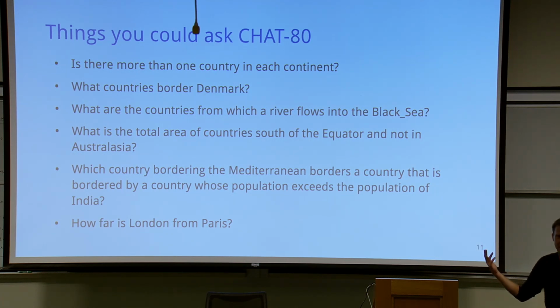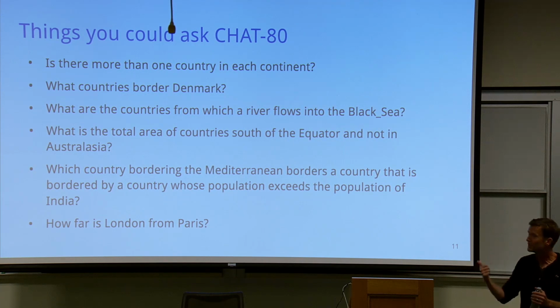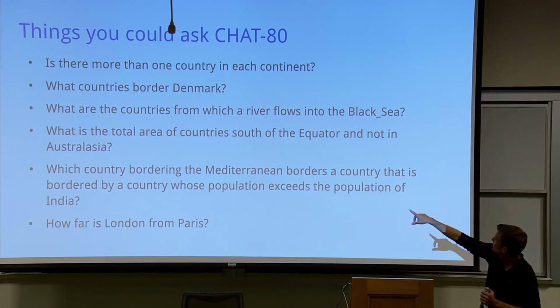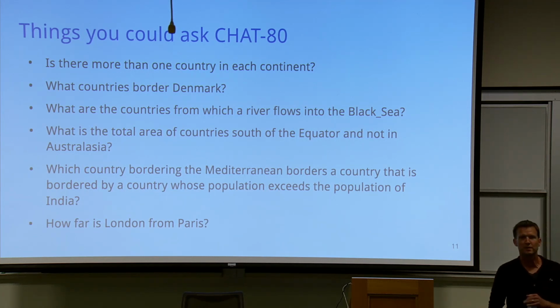It's just another geographical question. But it turns out that no matter how you ask this question, Chat80 just says, I don't understand. It doesn't know about distances between, it knows about areas. It'll tell you how many square miles, the total area of countries south of the equator and not in Australasia, but it can't tell you about distances between places. So it has two pretty profound limitations.